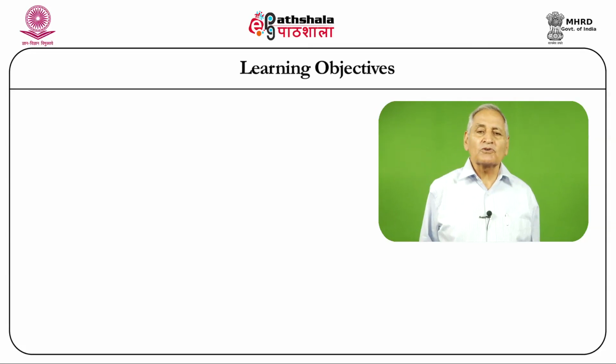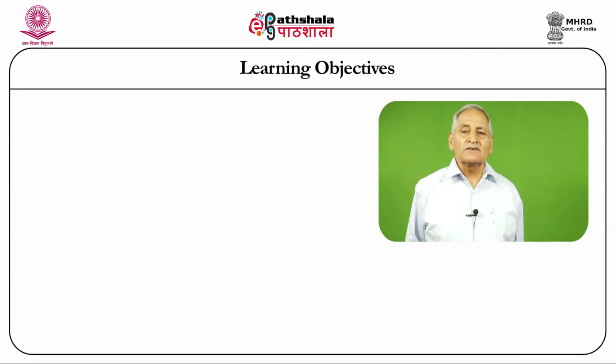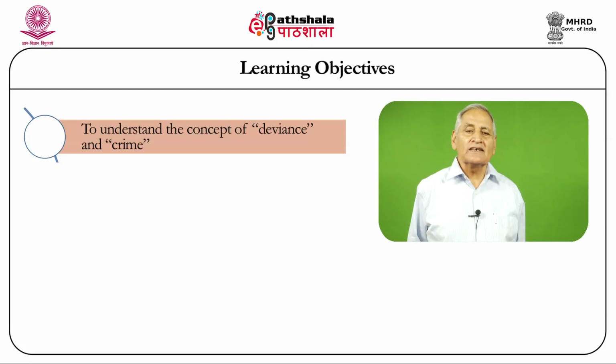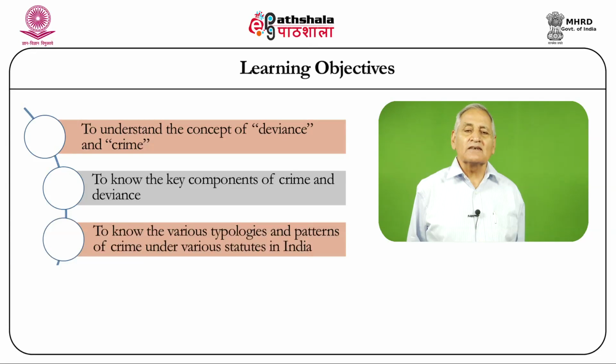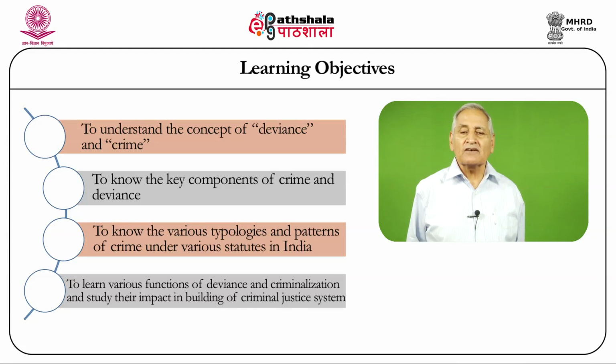The learning outcomes of this module make the learners understand the concept of deviance and crime, and know the key components of crime and deviance. It makes the learners know the various typologies and patterns of crime under various statutes in India and follow their recent trends. And it also makes them learn the various functions of deviance and criminalization and study their impact in building of the criminal justice system of the society.